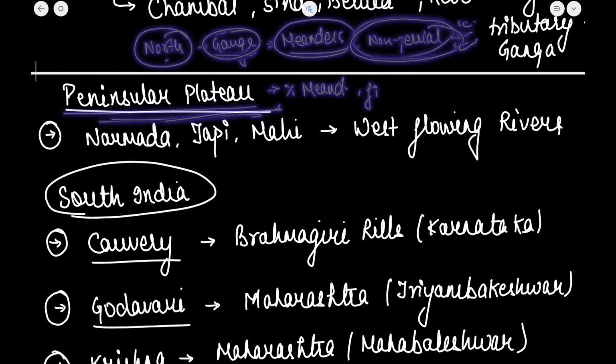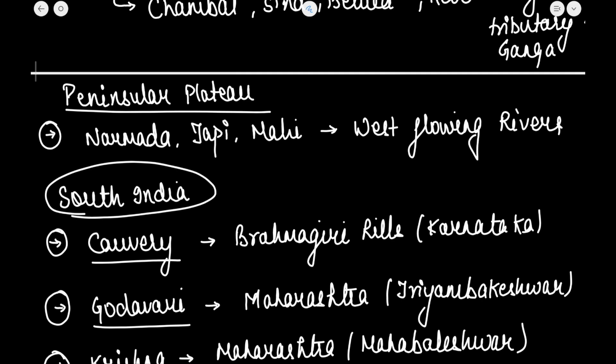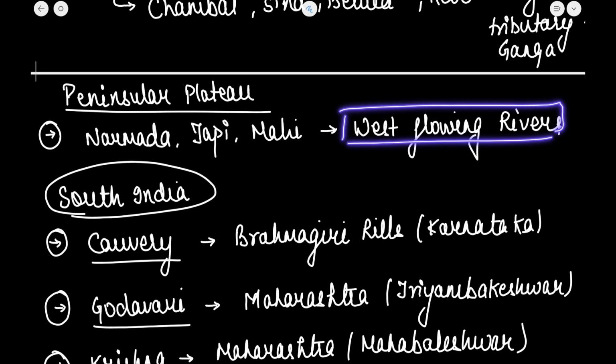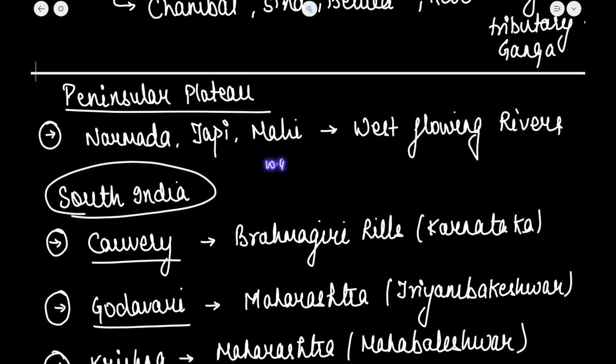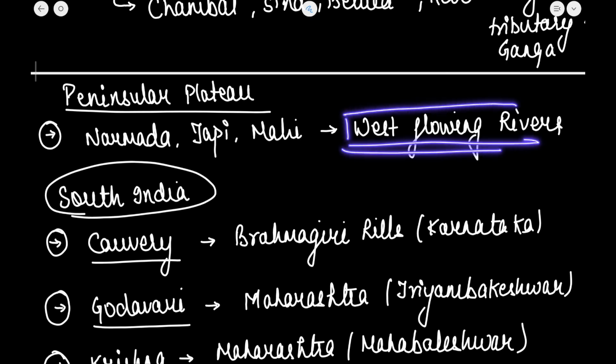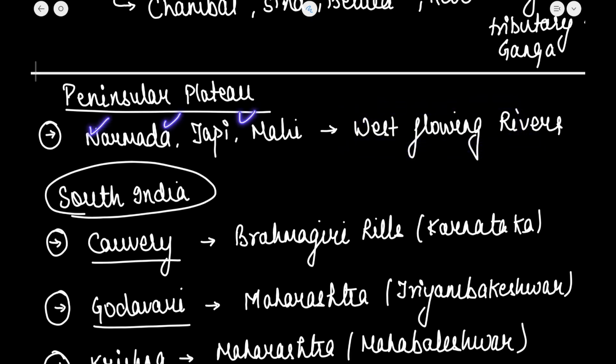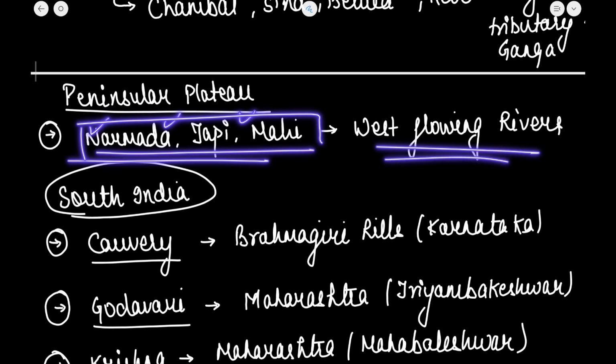Now if I talk about some of the peninsular plateau rivers, we need to know about the three rivers which are west flowing. Most of the rivers in the peninsular region flow east, but some of the peninsular rivers flow west, and these west flowing rivers are really important for you to know. These west flowing rivers are Narmada, Tapi and Mahi. These are some of the rivers that flow westward.